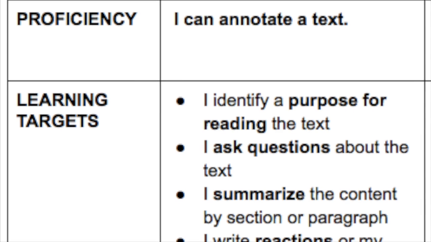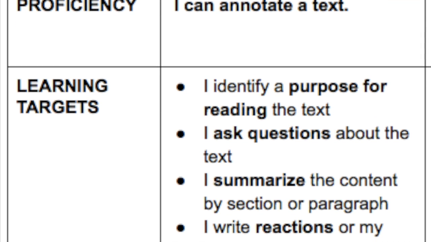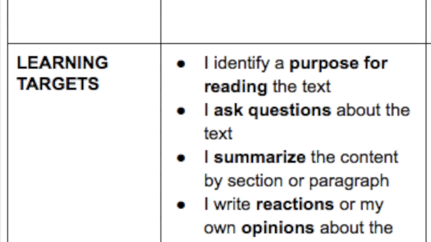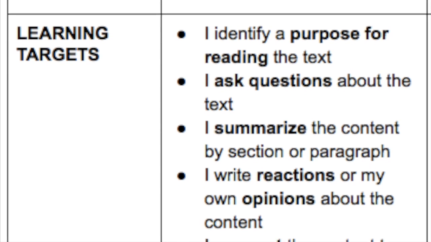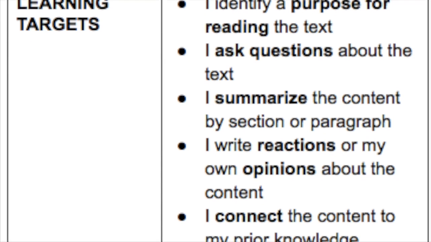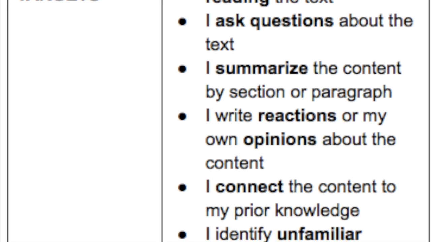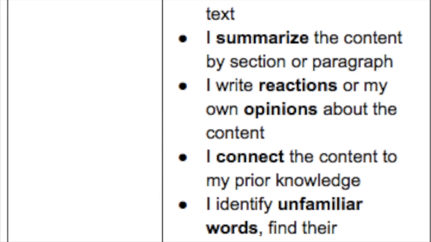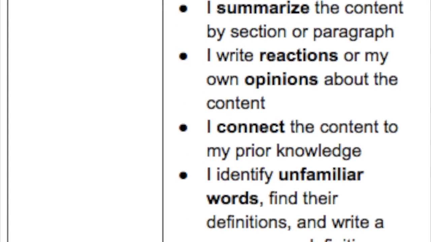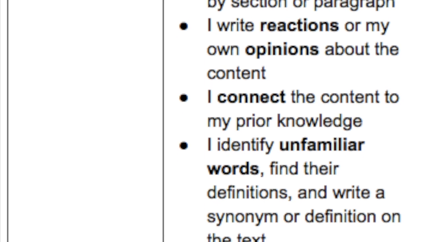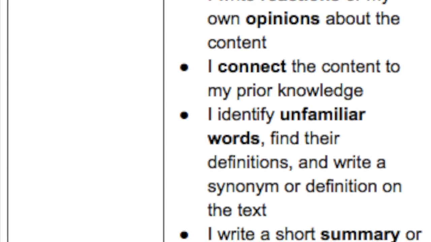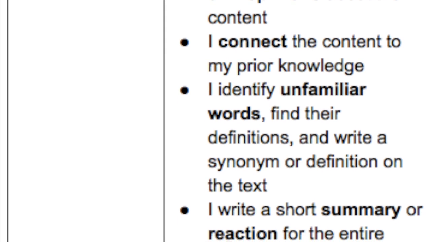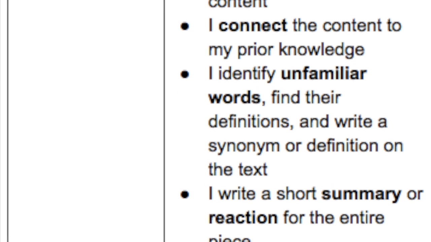Here's an example of what learning targets look like for our proficiency: I can annotate a text. As you can see, there are several bullet points that break down what it means to actually annotate a text. These bullet points are what eventually will show up on the proficient column of the student's assessment rubric. Learning targets informed daily instruction and help students focus on the skill at hand.